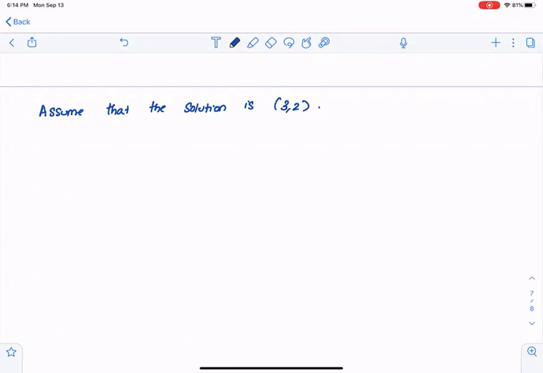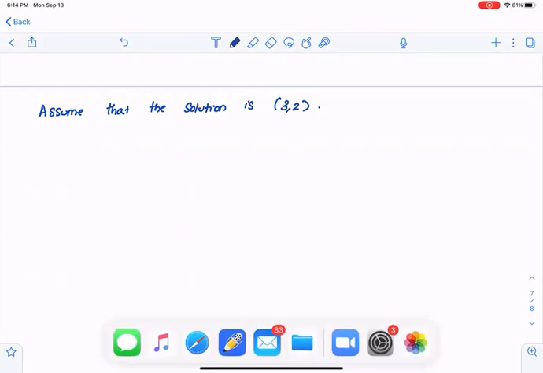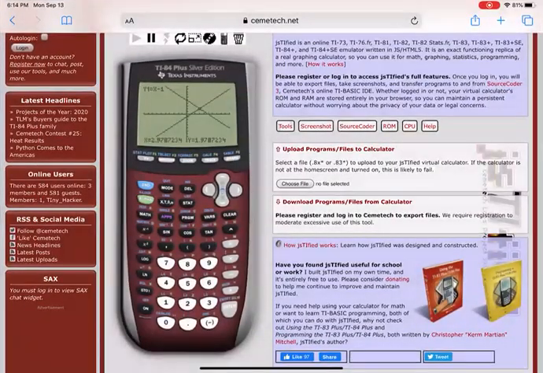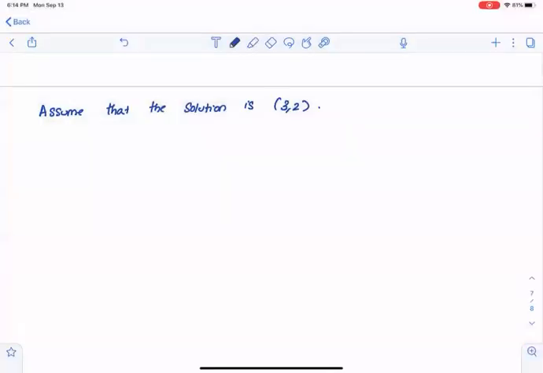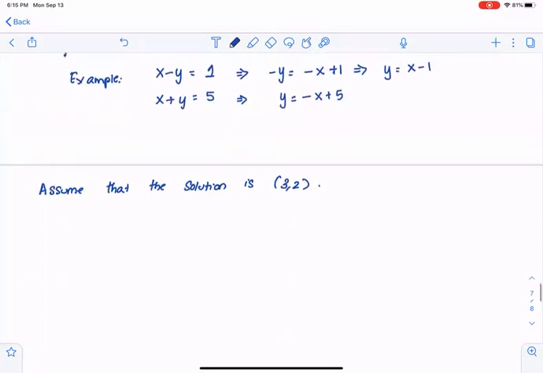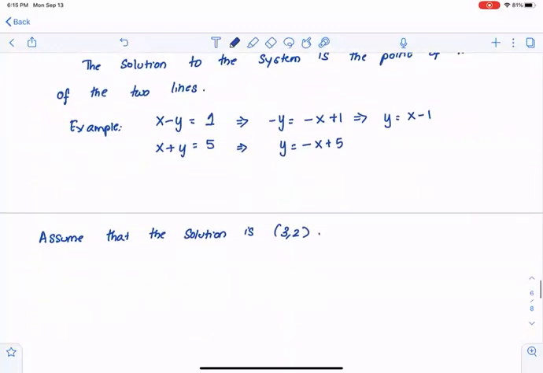How am I making this assumption? I went back to the graph. The graph showed me that the point of intersection is close to 3 on the x-axis, and close to 2 on the y-axis, or for the y value. So I'm going to assume that the solution is 3, 2. As I mentioned earlier, if we have a unique solution, that solution must satisfy both equations in the system. What are the two equations? The first one is x minus y equals 1. The other is x plus y equals 5.